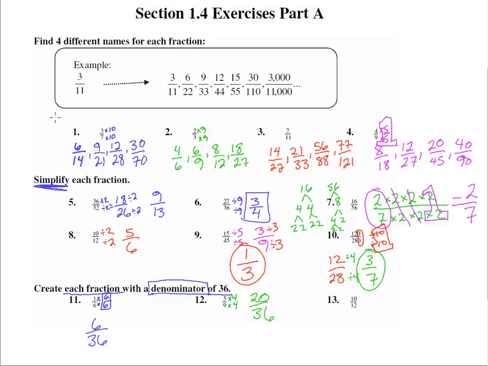All right, and the last one. We are multiplying to get 36. 12 times, I think that's 12 times 3. Times it by 3, 3/3. So 10 times 3 is 30, and 12 times 3 is 36. So yes, we've created them all with a denominator of 36.